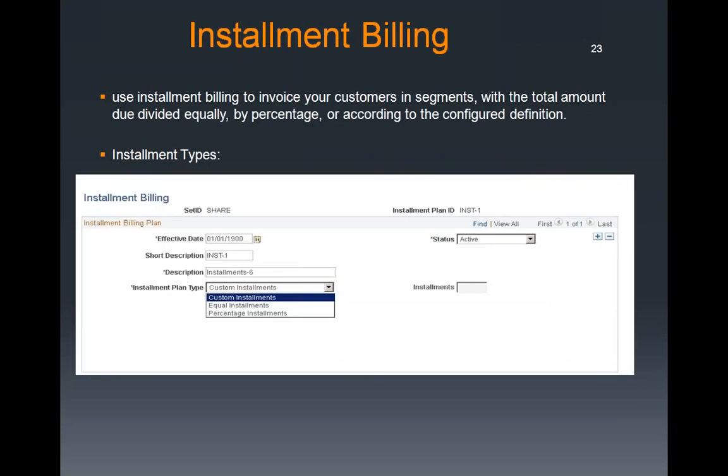Installment billing. What is installment billing? For some customers, we offer that they will pay the amount on an installment basis. Like if $1,000 is due, then you can have equal installments, 3 installments or 2 installments, or a percentage basis. Like the first installment will be 20%, the second 30%, and the third installment will be 50%. You should mention that.